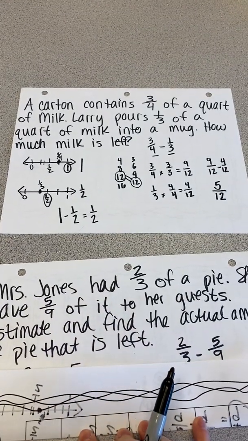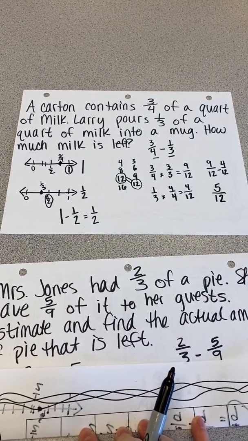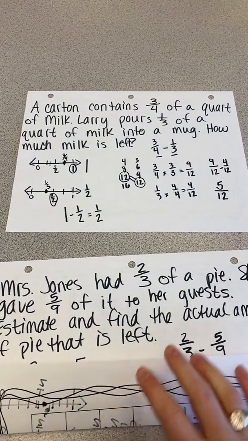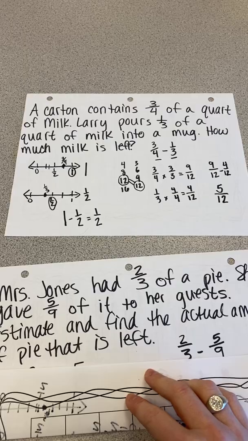Mrs. Jones had 2/3 of a pie. She gave 5/9 of it to her guest. Estimate and find the actual amount of pie that is left. Go ahead and pause the video and then unpause it to check.